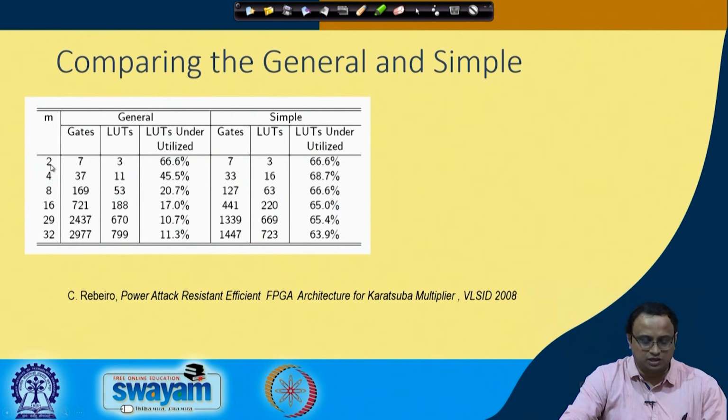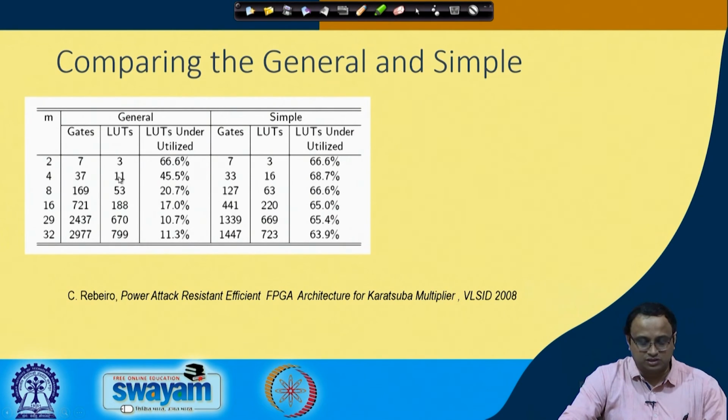When we increase the value of m, the size of your finite field, in the context of general Karatsuba the gate count increases significantly compared to the simple Karatsuba. That means general Karatsuba consumes more resources. But if you go down to smaller field sizes, for example a field size of 4, the gate count of the general Karatsuba is 37. But interestingly, the lookup table count is less compared to that of the simple Karatsuba. Here it is 11, whereas here it is 16.